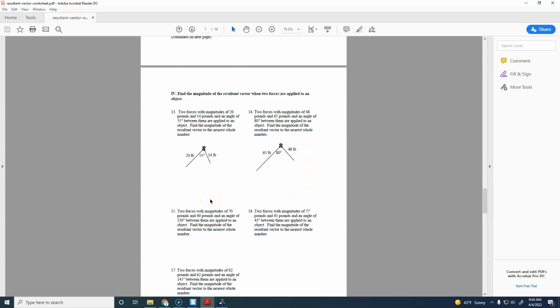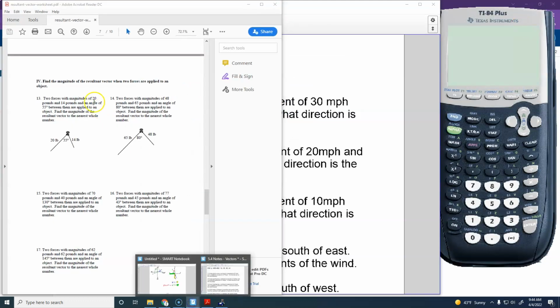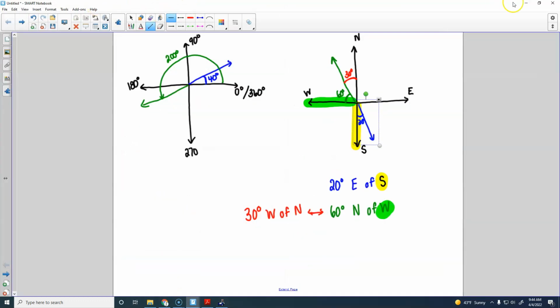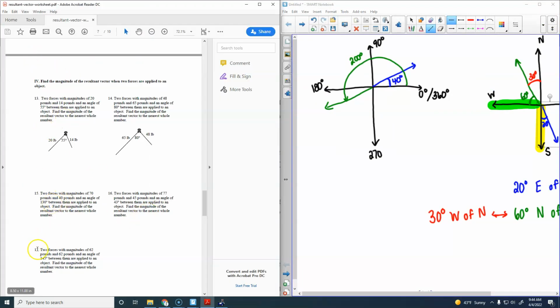I need to do one of those. Let's do 15 and 16. I don't love the pictures on 13 and 14, which is the reason I'm not assigning those two. I mean, it can be done that way. I usually would draw these, like if I was drawing the picture for 13, because 15, 16, 17 are the same type of problem.